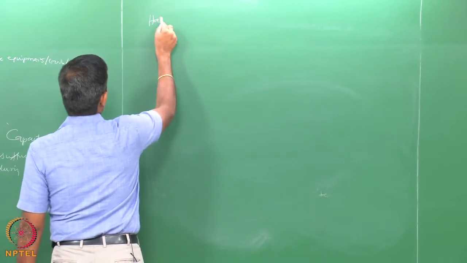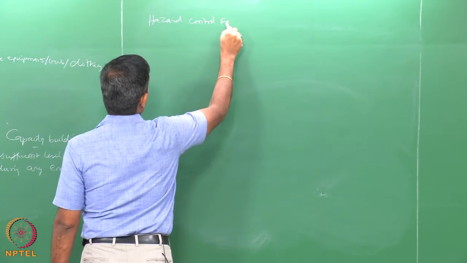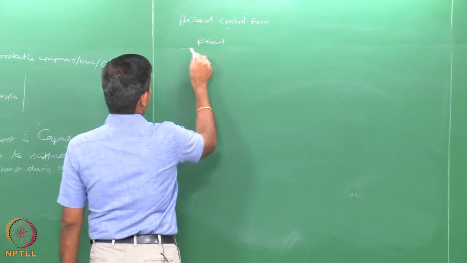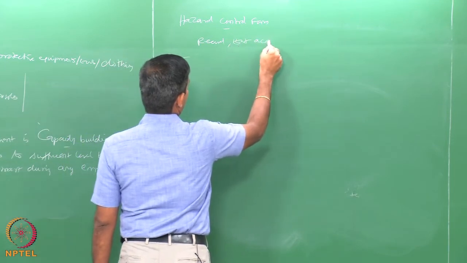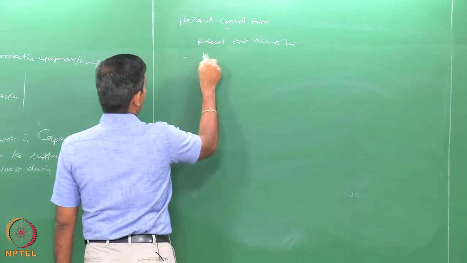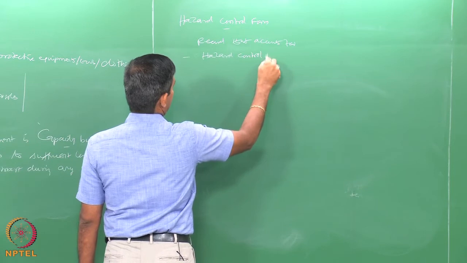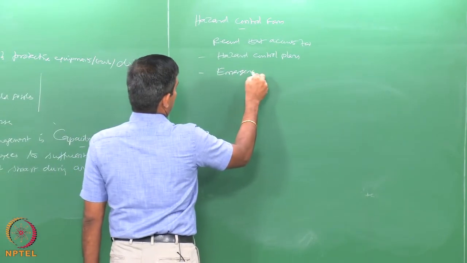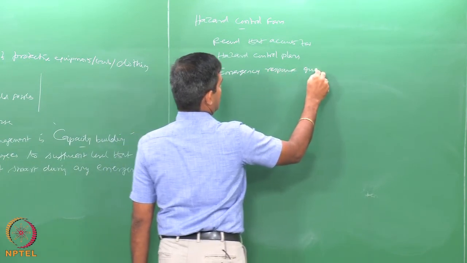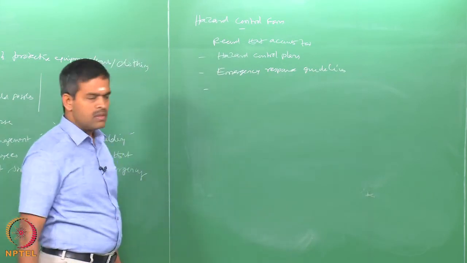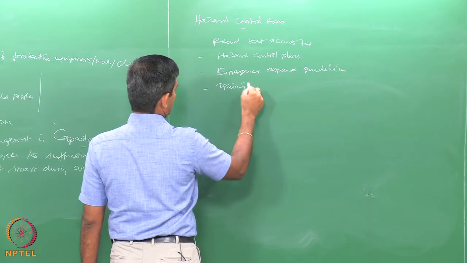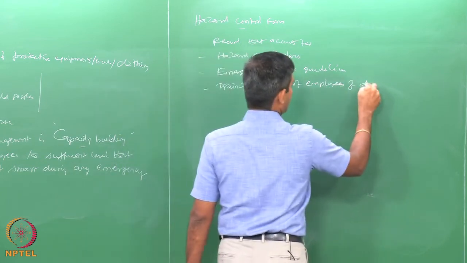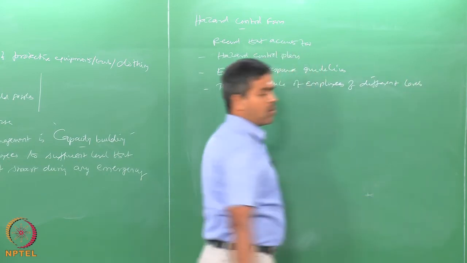One can do this using a hazard control form, which is actually a sheet of record which accounts for hazard control planning, emergency response guidelines, training schedule of employees of different levels, because all employees need not be trained for all levels of safety.